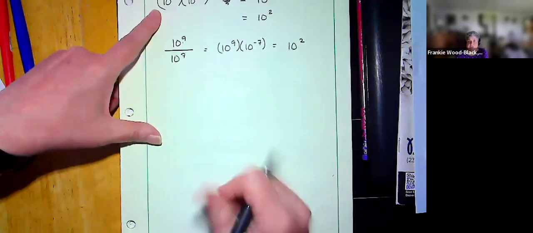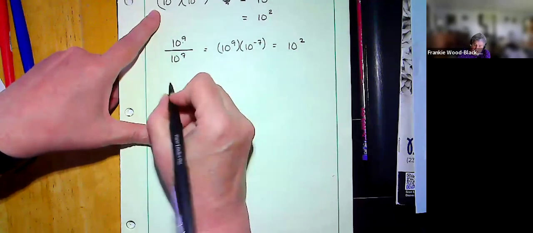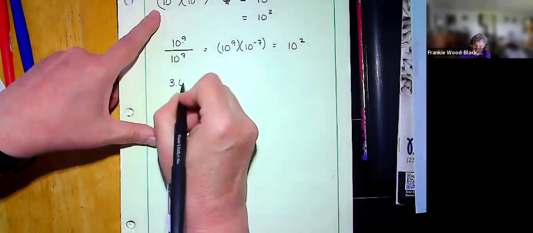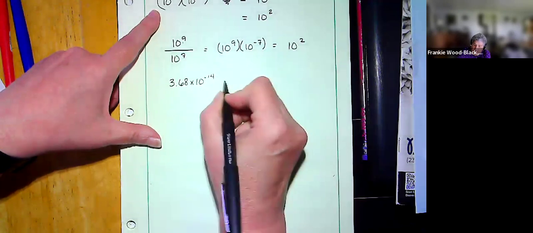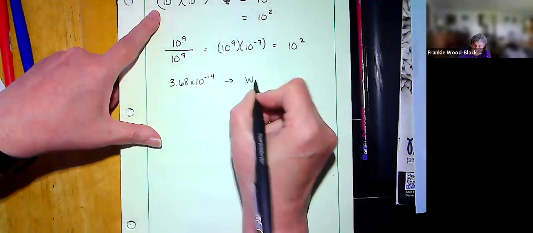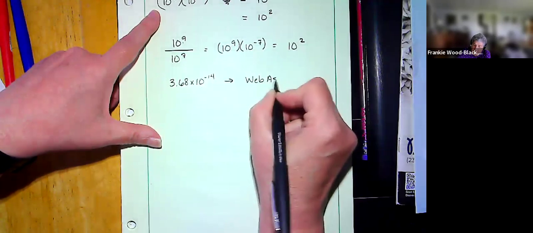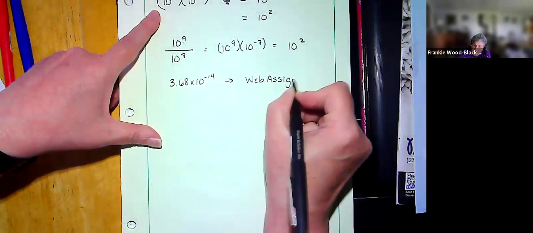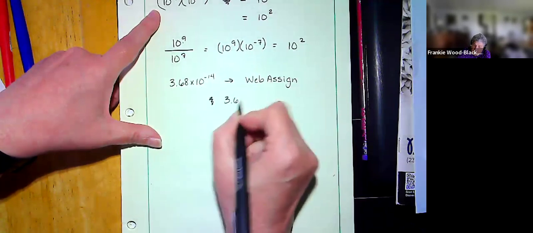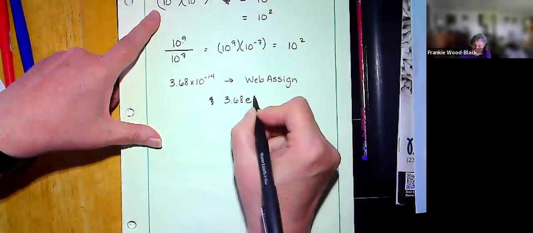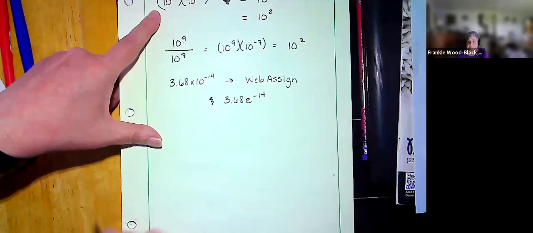I had a question. So if I'm trying to write a number 3.68 times 10 to the -14, and I want to put that into WebAssign, I'm going to write that as 3.68 e to the -14.